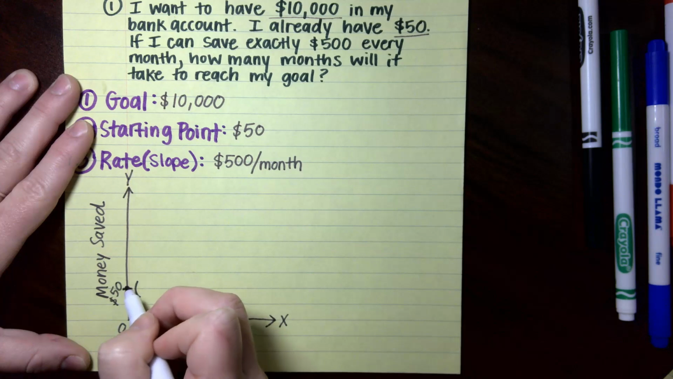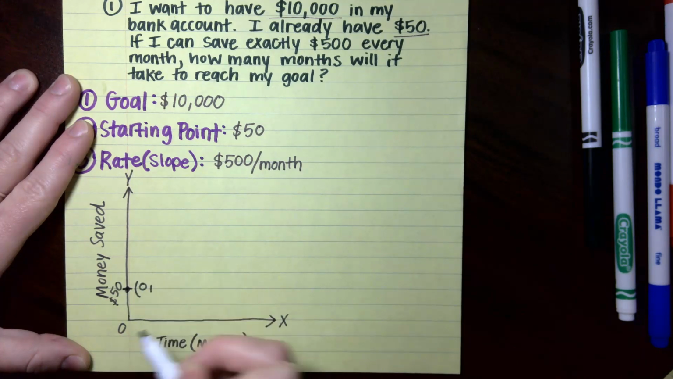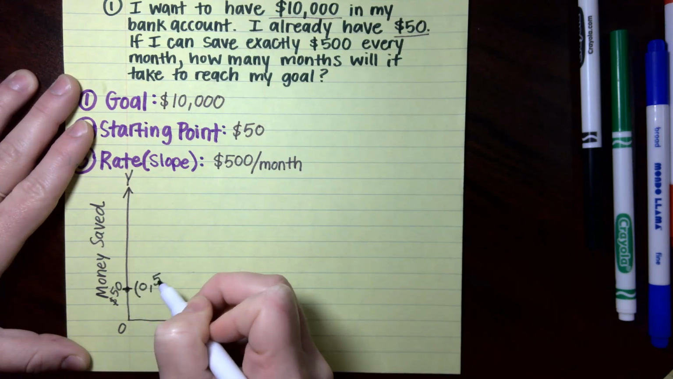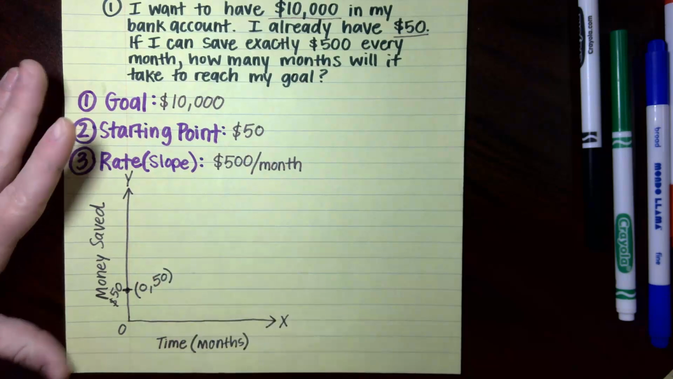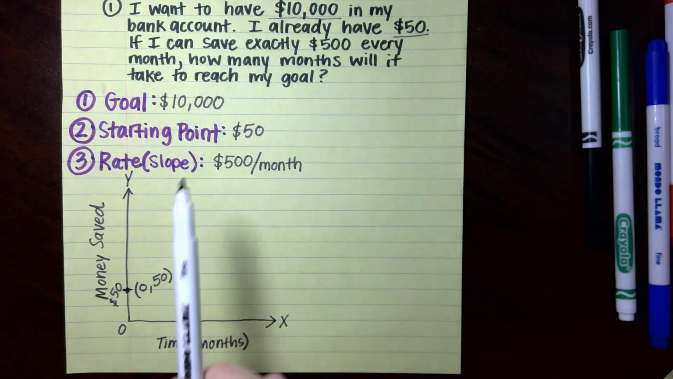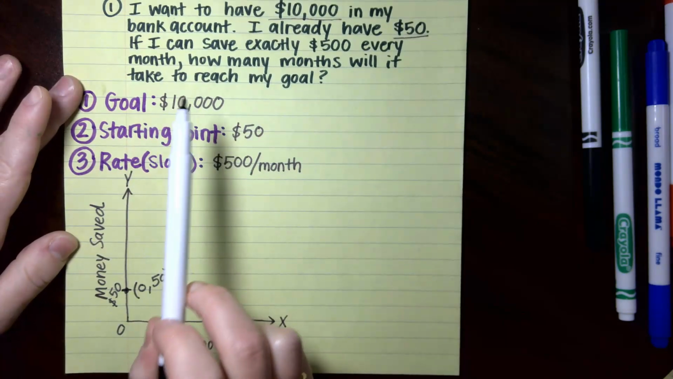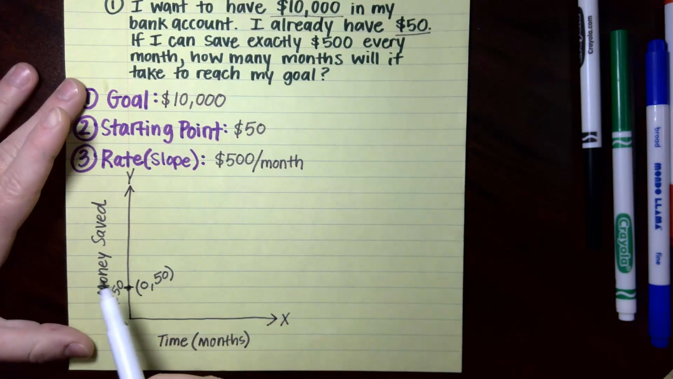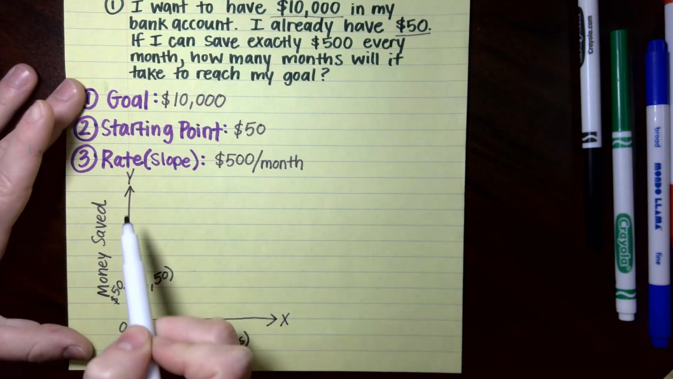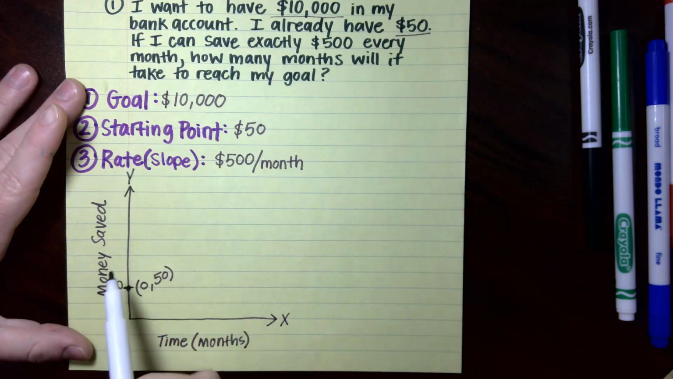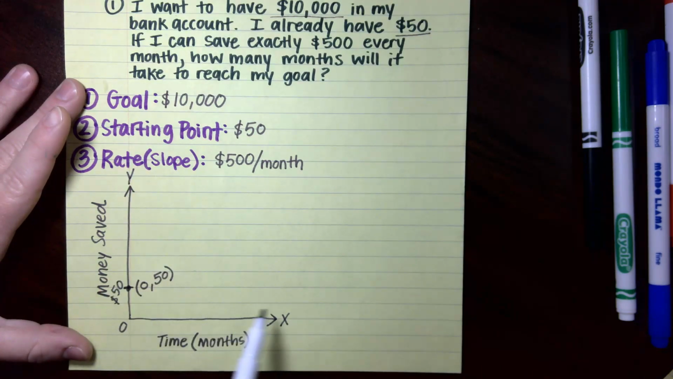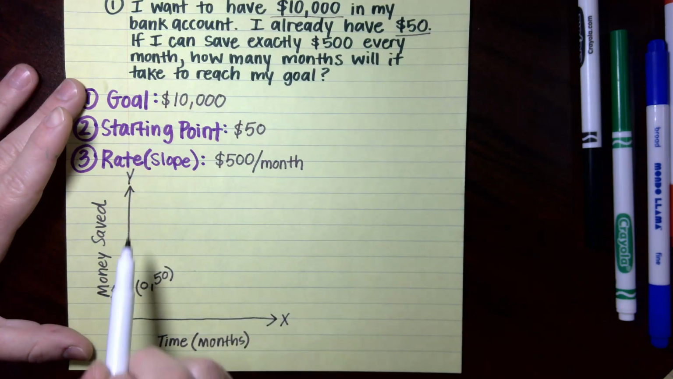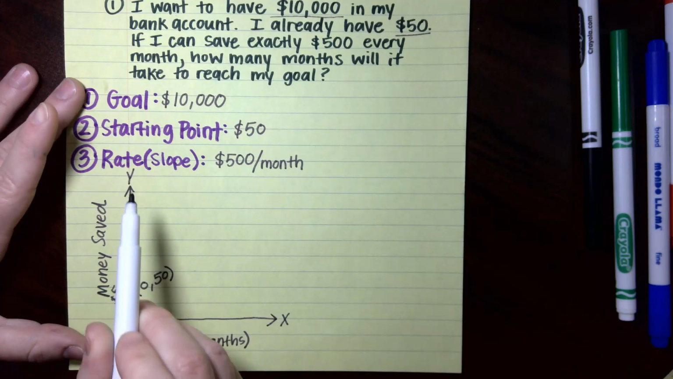Y is 50. And y is 50. Good. Now my goal is to have $10,000. So am I going to be going up to 10,000 on the y-axis or 10,000 on the x-axis? The y-axis. The y-axis is telling me money.